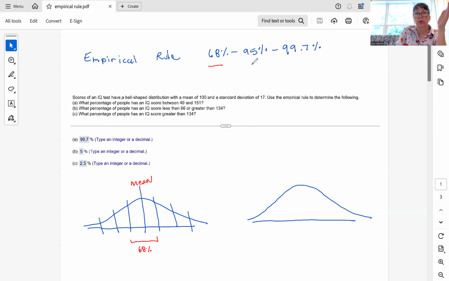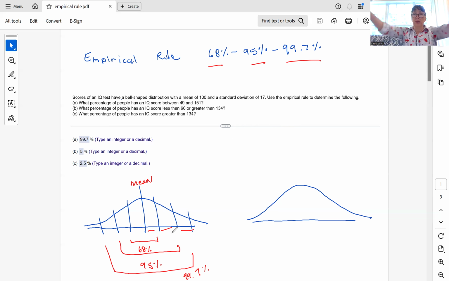And then within two standard deviations of it, so going out two of them, you get 95% of the information. And last of all, if you go out three standard deviations, so 1, 2, 3, 99.7% of the data is within those three standard deviations. And so the whole thing is 100%. It splits down the middle to 50% each.